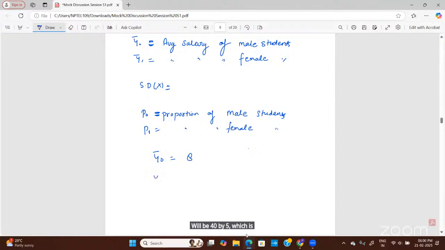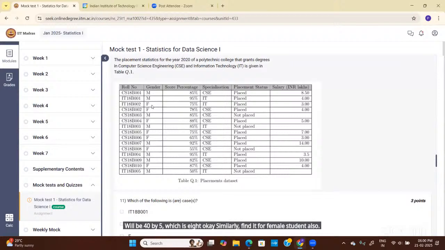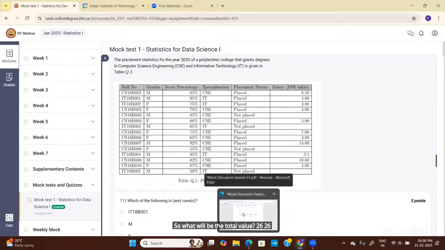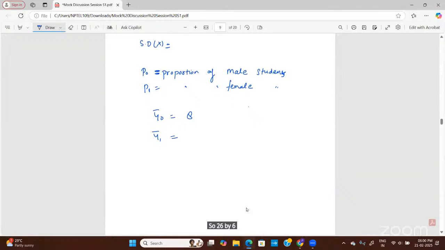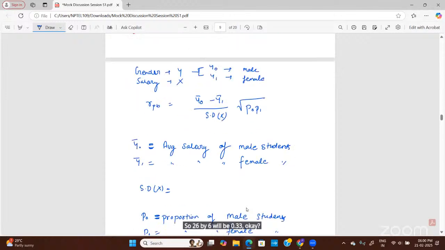Similarly, find it for female students also. For female, we have the values 3, 4, then 7 and 3, then 4. So what will be the total value? 26, and there are 6 students. So 26 by 6 will be 4.33. Now next we have to find the proportion and standard deviation.